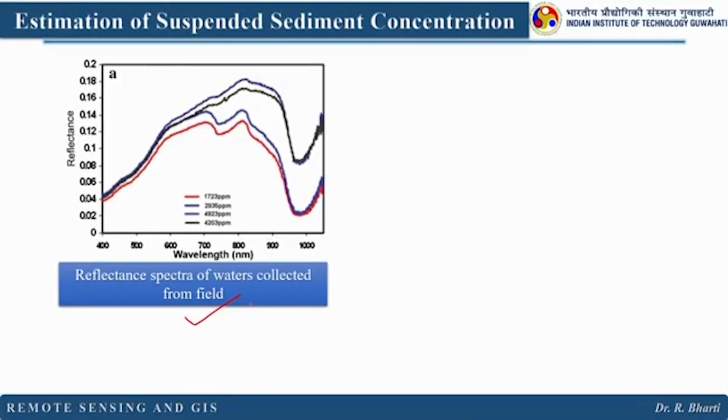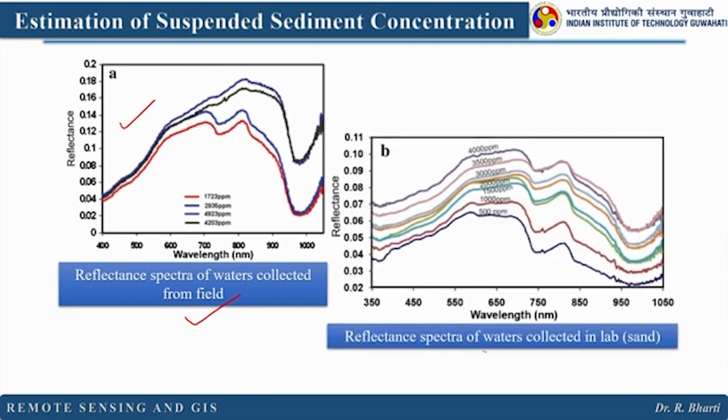So, you can see here the reflectance spectra of water collected from the field, and the reflectance spectra of waters collected in the lab with sand. Different concentrations were used to generate such spectral responses, and once you have them, you can perform the spectral analysis and you can see that not all the wavelengths are sensitive to change in concentration, but some of the wavelengths are very sensitive and can be used to identify the concentration of suspended sediment in water.